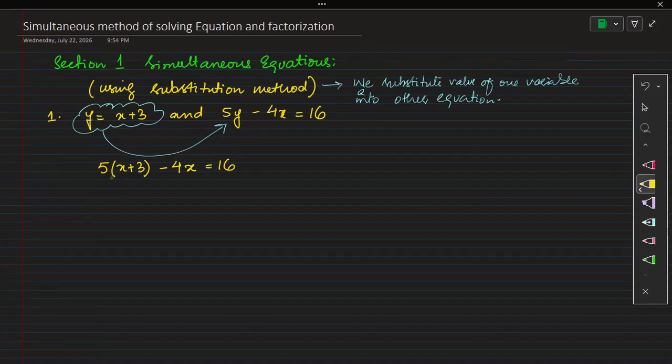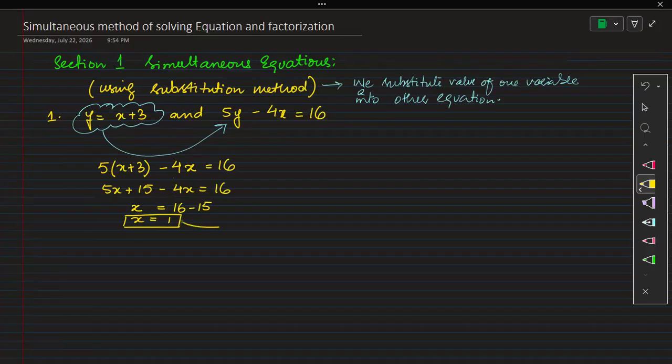Now we will open the bracket: 5x plus 5 times 3 is 15, minus 4x equals 16. Now we have the same terms, 5x and 4x, which will give you x only. And we will move this 15 to the other side. So 16 minus 15 is going to be 1.